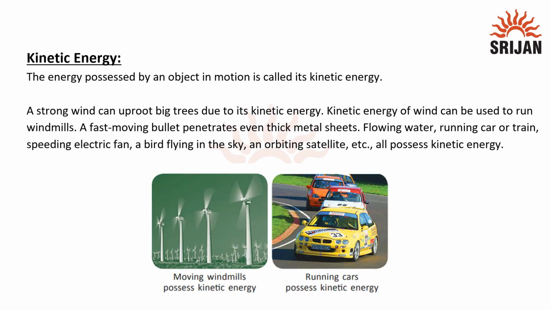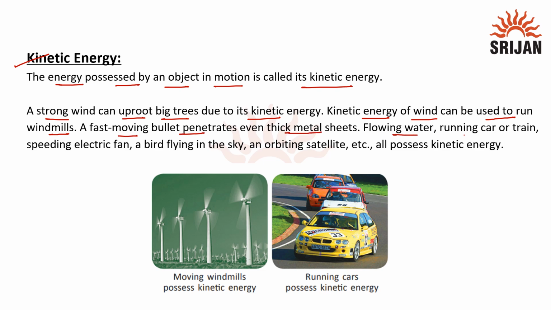Let's understand the first type of energy, that is kinetic energy. The energy possessed by an object in motion is called its kinetic energy. A strong wind can uproot big trees due to its kinetic energy. Kinetic energy of wind can be used to run windmills. A fast moving bullet penetrates even thick metal sheets.